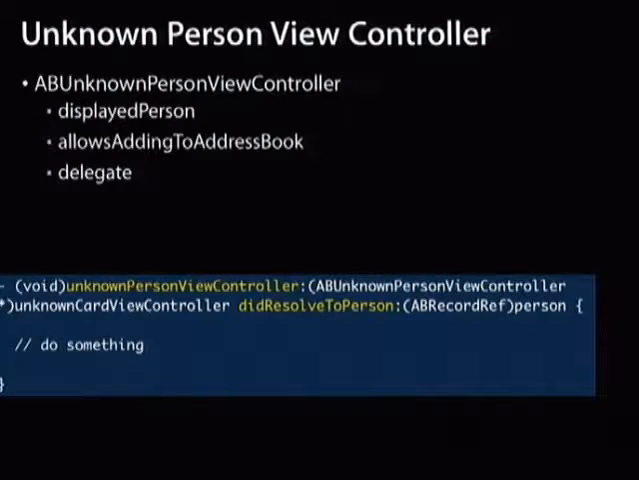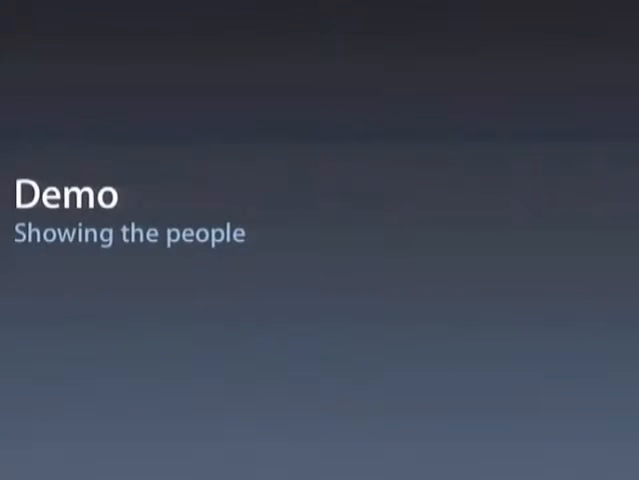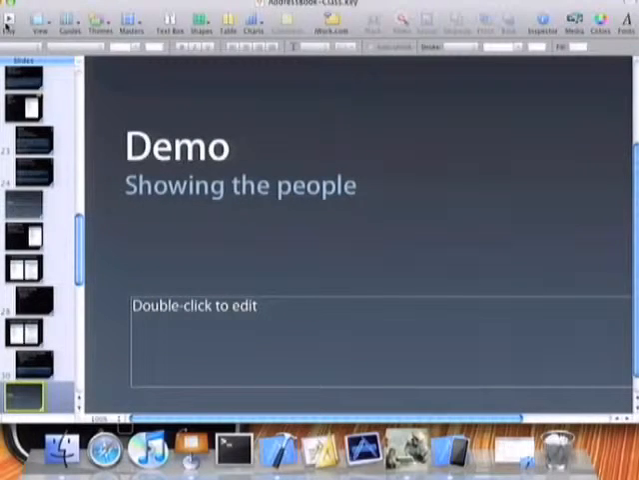This is what it looks like. The unknown person view controller will tell you when it resolves a person to something in your address book. So if the user presses add to contacts, whether the user decides to create a new contact or add it to an existing one, we're going to take the user through a number of steps, editing and everything, and eventually we're going to tell you, the delegate, hey, it's done. Now it's this person. So what does this actually look like when we add this? Promise it's going to be quick.